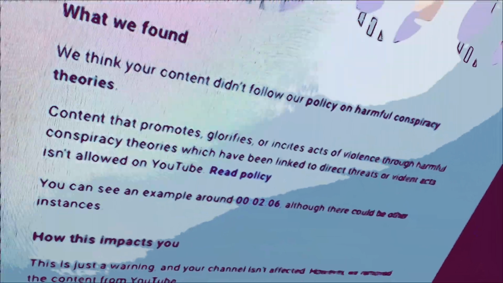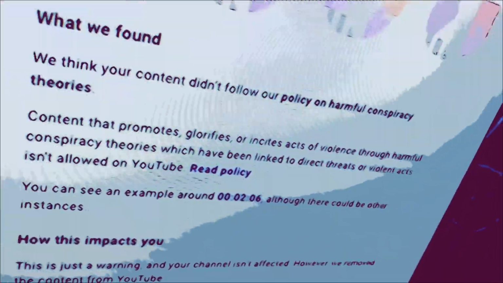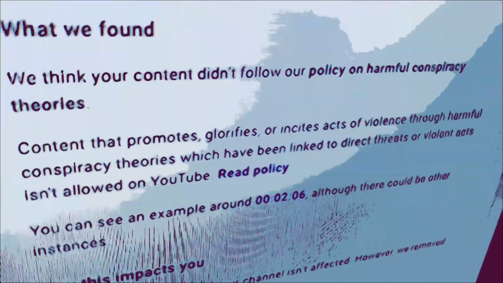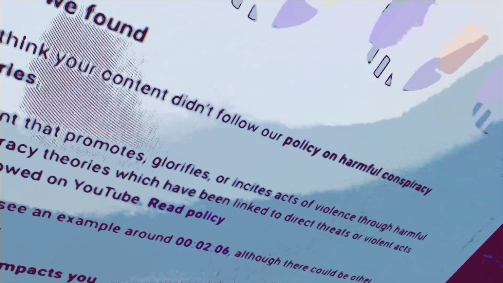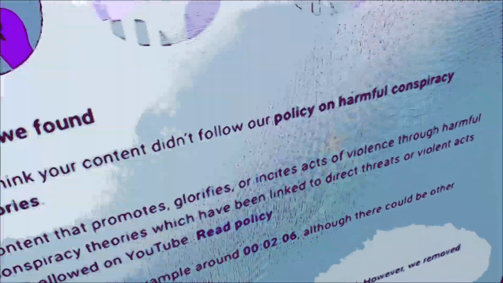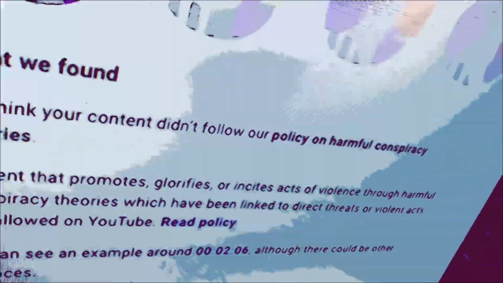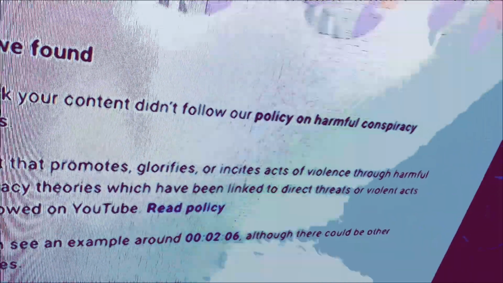So again, the irony here is that we're being censored in relationship to a policy that shouldn't apply to what we're doing at all, since we are exactly critiquing and parodying and pointing out all of the harm that these conspiracy theories do, right? So okay, that's the irony. And onwards to the original image.